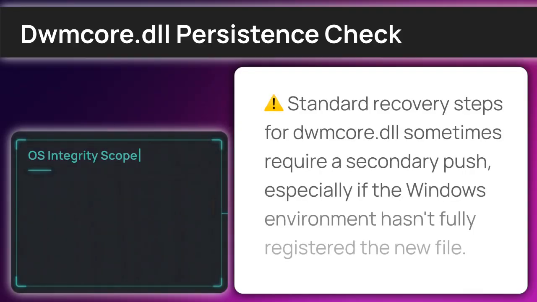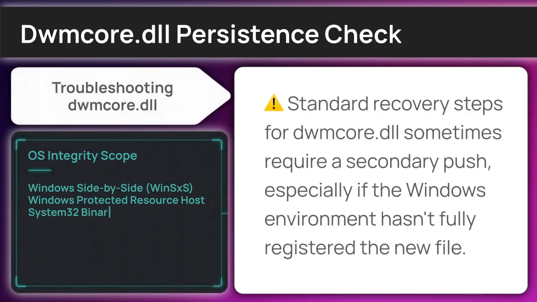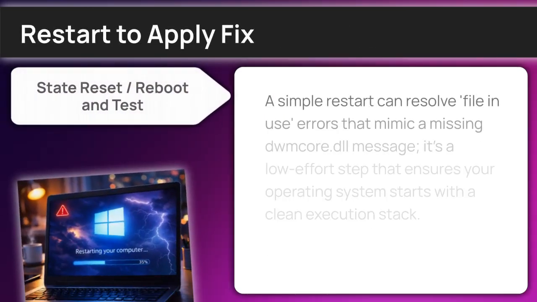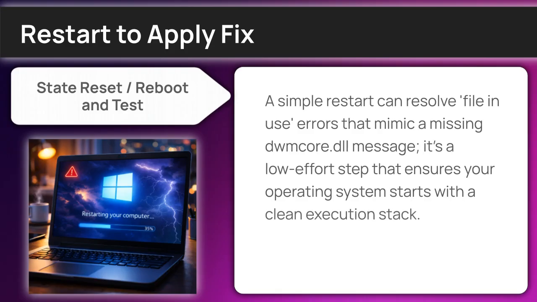If the application still won't initialize, we need to shift our focus to how the Windows loader is interacting with the library. Performing a restart can determine if the error is just a transient environment glitch. A reboot refreshes your system's path variables and can sometimes re-establish a broken link to the Dwmcore module file.